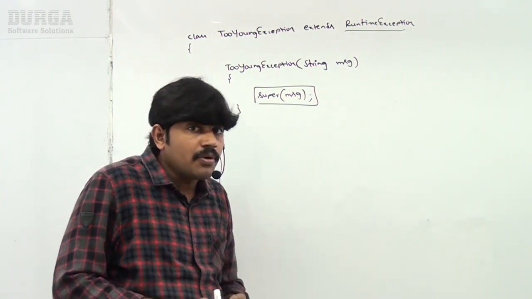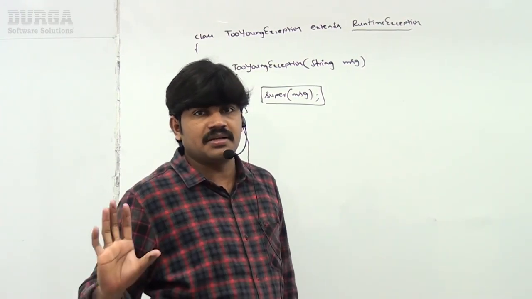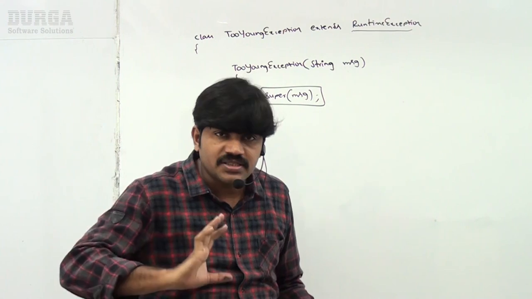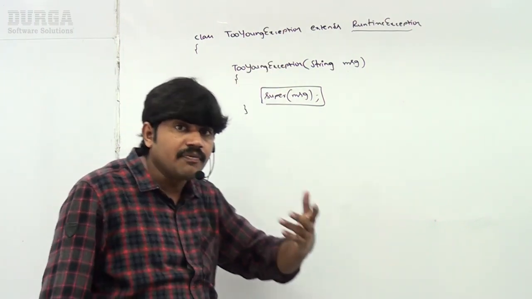Suppose your exception is not going to take any description. If I won't pass any description at runtime, then this constructor is also not required. You can take a default constructor.